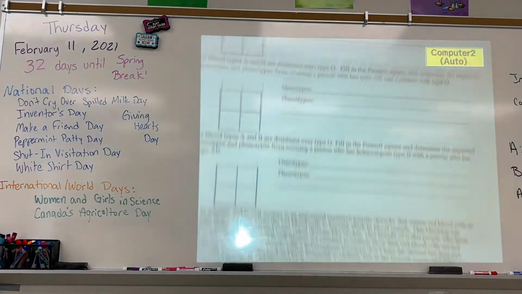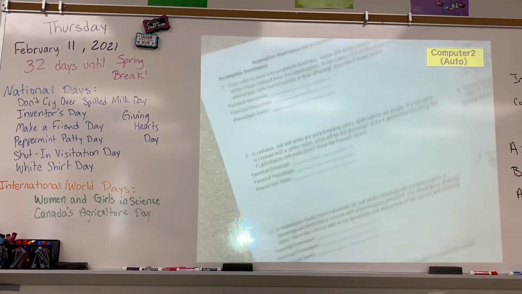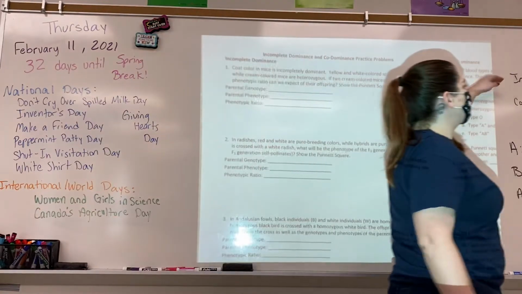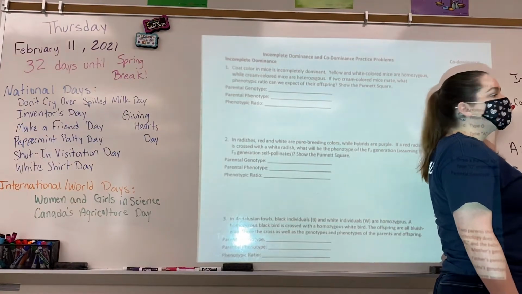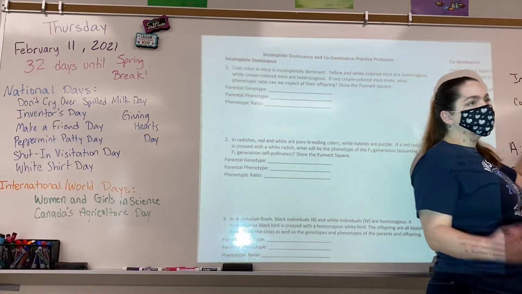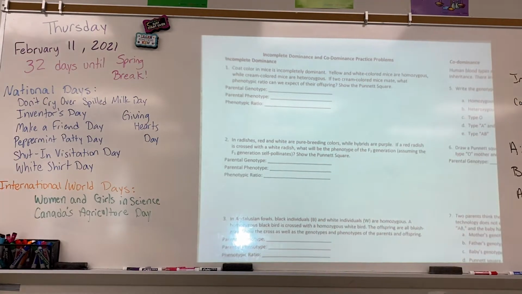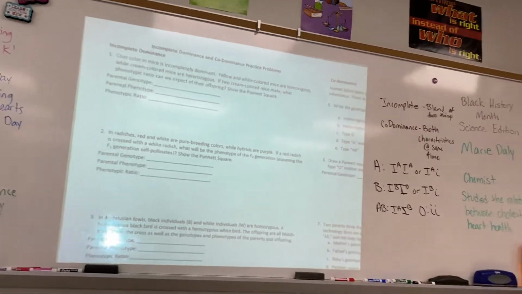So, did we finish this worksheet? We finished all of that, and we talked about blood types. Yeah, exactly. So we talked about incomplete dominance and codominance. Yeah. Let me see if this is on the video. Hold on. Sorry. Nope, it's not.